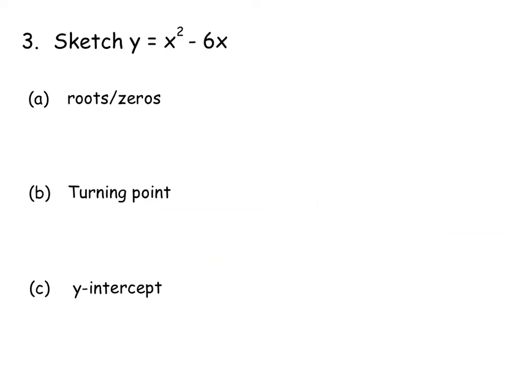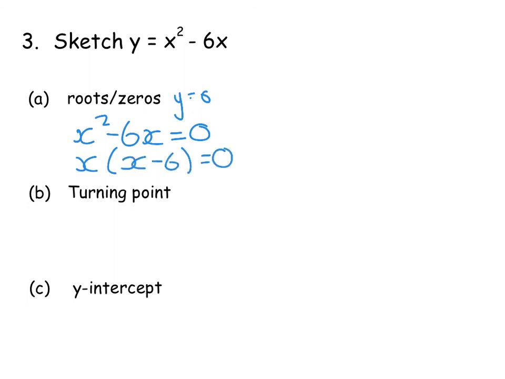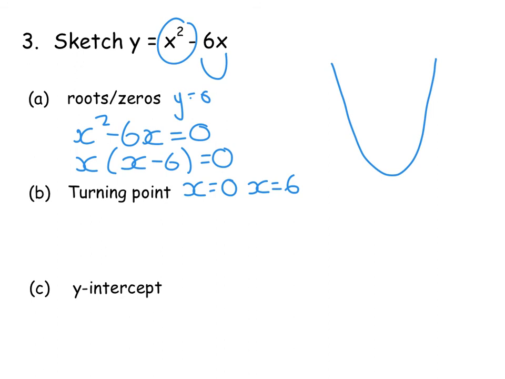One more example. This one we're going to draw x squared minus 6x. So our roots or our zeros are when y equals 0. So you've got x squared minus 6x equals 0. Common factor this time gives you x(x take away 6) equals 0. And if you solve both of those bits equal to 0, you get x equals 0 and you get x equals 6. Now, it was a positive x squared this time. Positive x squared meant a smiley face. So I've got a smiley face.